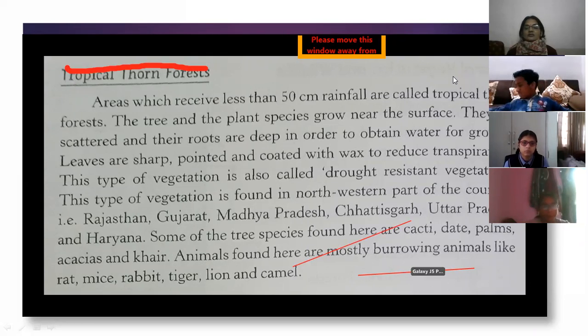Some of the trees. Who is this galaxy? Rename yourself.